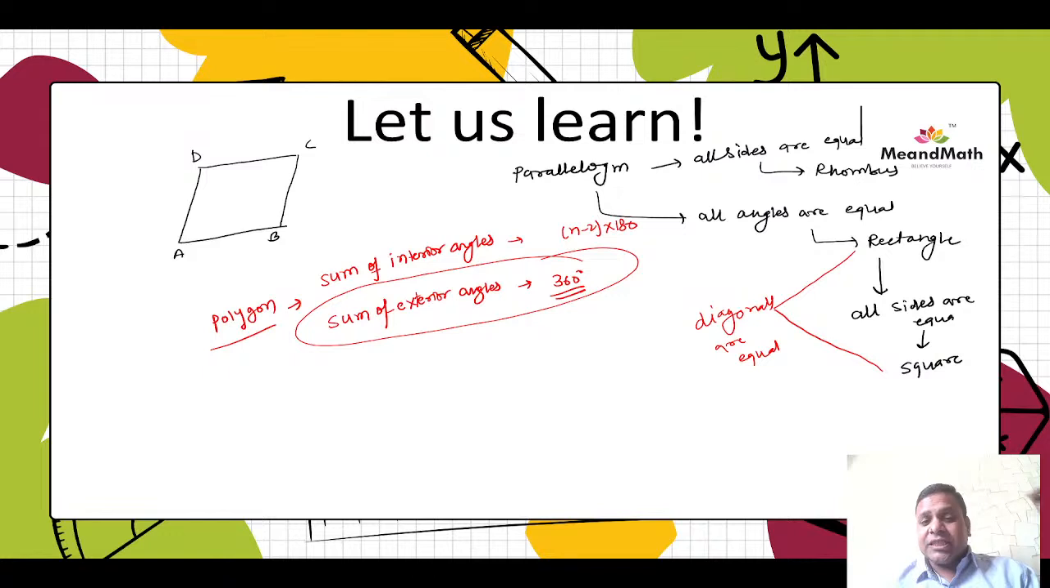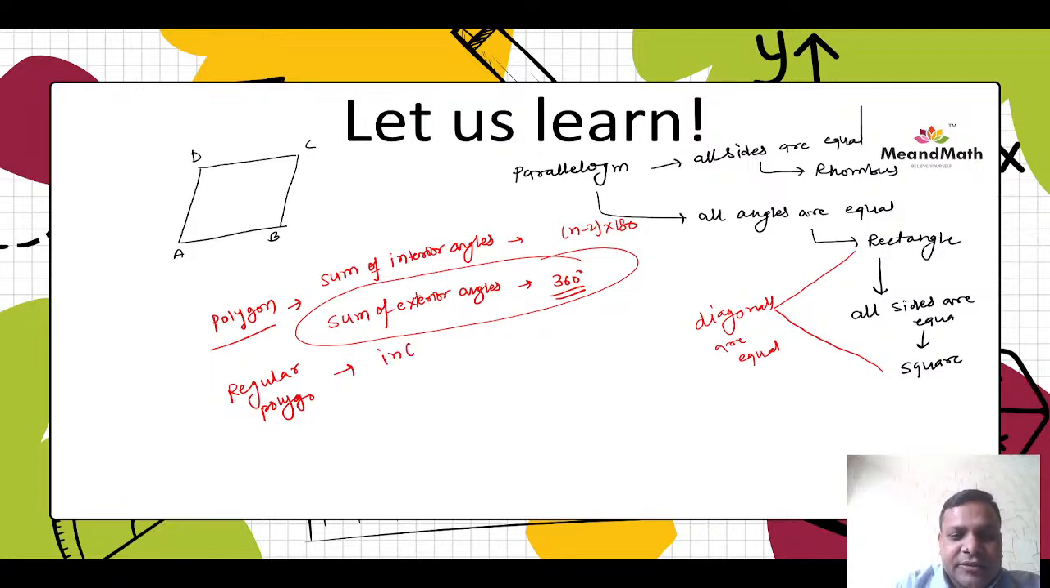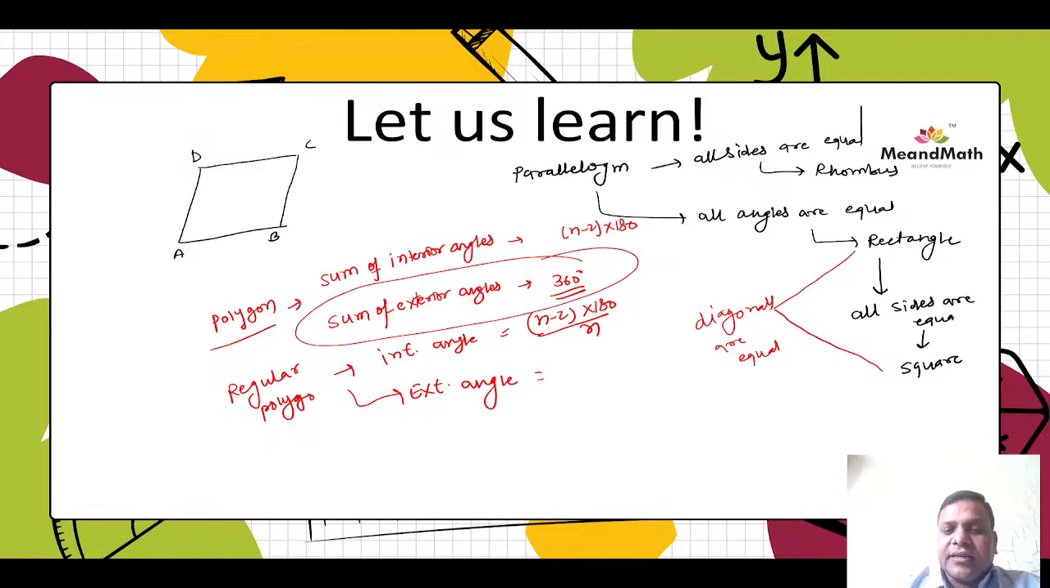Now, in a regular polygon, if you want to find one angle, interior or exterior, you can find. So in a regular polygon, interior angle is n minus 2 into 180. ये तो सम है, तो ये होगा वन एंगल, और एक्सटीरियर एंगल क्या हो जाएगा? Exterior angle will be 360 degrees upon n. I hope everything is clear now.